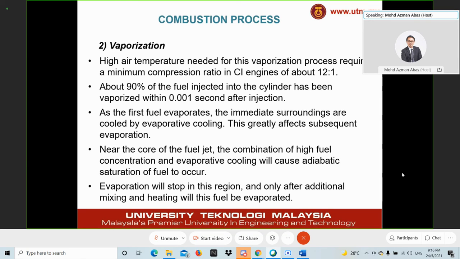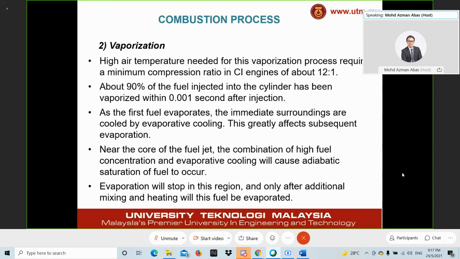The high air temperature needed for this vaporization process requires a minimum compression ratio in CI engines of about 12 to 1. That is a nominal value. About 90% of the fuel injected into the cylinder has been vaporized within 0.001 second after injection. So this is basically the ideal vaporization time or period. As the first fuel evaporates, the immediate surroundings are cooled by evaporative cooling. So as soon as the fuel is injected, it cools down the combustion chamber immediately. This greatly affects the subsequent evaporation.